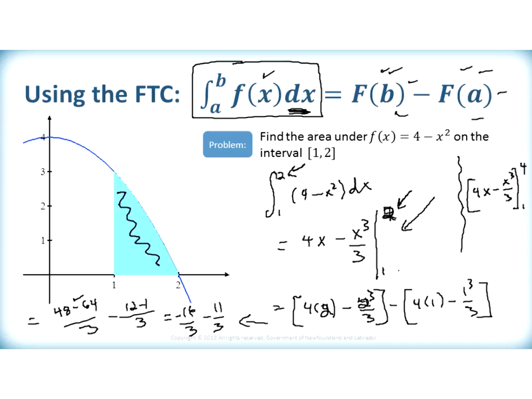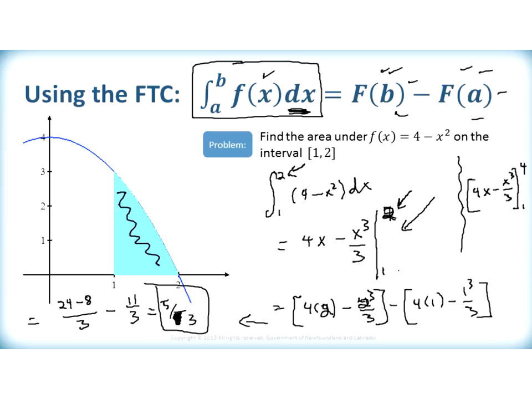So let's get rid of this stuff. Alright, so this is going to be 4 times 2, which is 8 minus 8/3. So that's going to be 24 over 3 minus 8 over 3. So 24 minus 8 over 3, and then I have to subtract 4 minus 1/3, so that's going to be 11 over 3. So I have 24 minus 8 over 3, which is 16 over 3 minus 11 over 3, or 5/3. So the area under this curve in here is exactly 5/3.